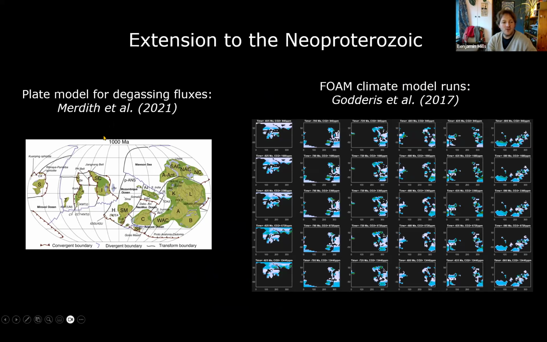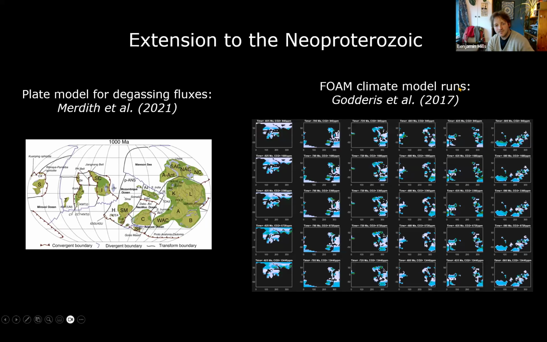So we do have plate models for Precambrian continental configurations, Precambrian degassing fluxes, and we do have some climate model ones that have been done for various points throughout the Neoproterozoic. I'm sorry, these are very small, you can't really see. These are just runoff maps. This is 825 million years ago, so you've still got the supercontinent Rodinia, and you have the breakup phase through here.